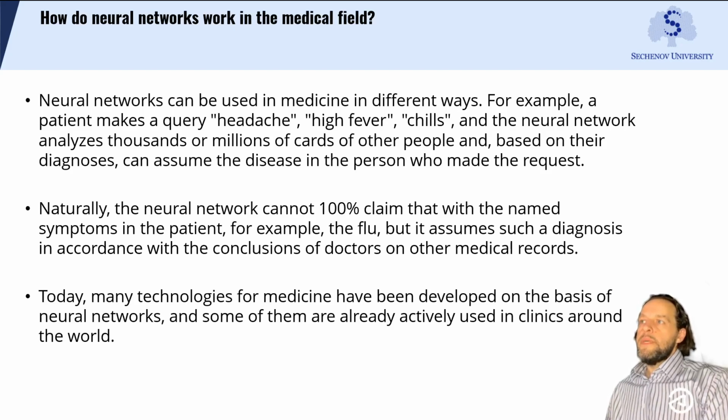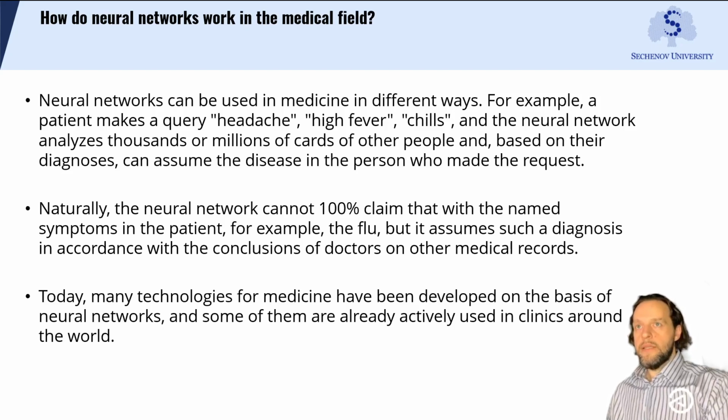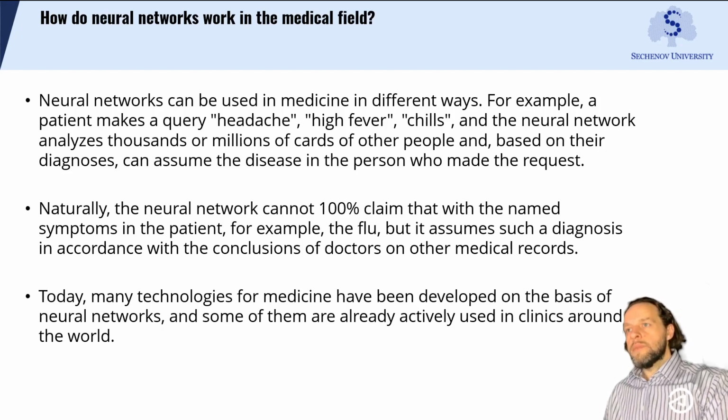For example, a patient could make a query on his symptoms, and the neural network will analyze thousands or millions of information cards, health records related to similar symptoms, and provide some recommendations for this patient. Of course, the level of certainty for such recommendations is quite low, and it could be used as a recommendation for a doctor or something like that.